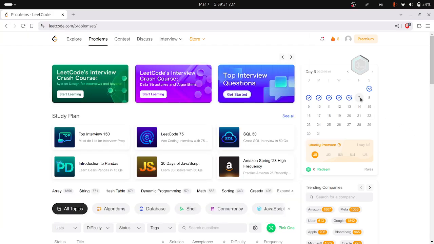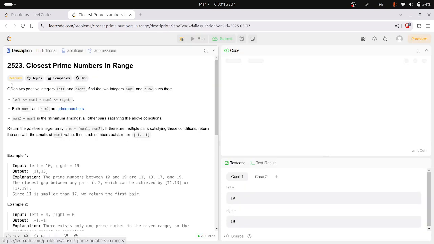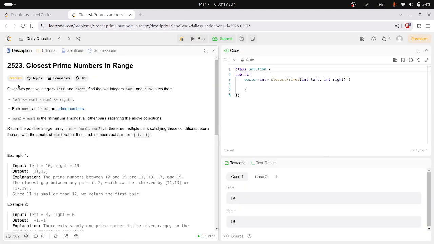So I will try to solve the day 7 problem of this month in daily LeetCode. So yeah, it should be refreshed by now. Okay, it's a medium rated problem.